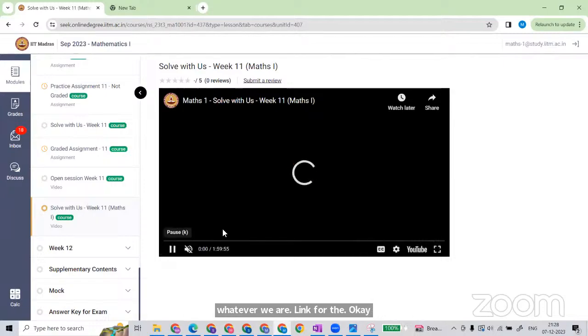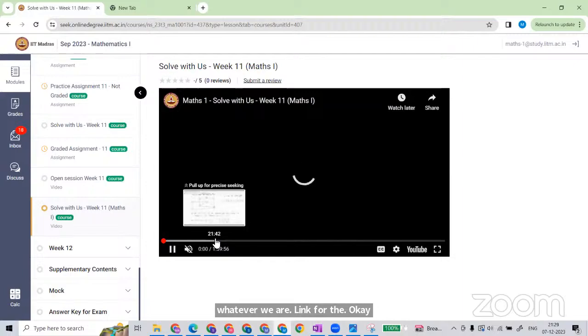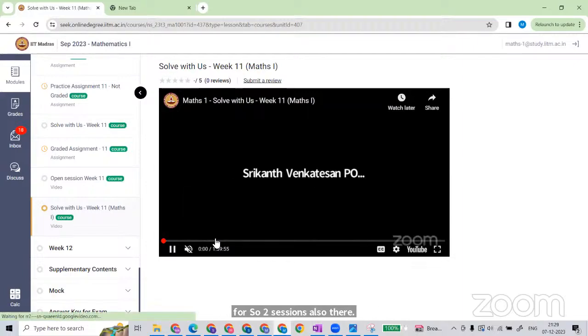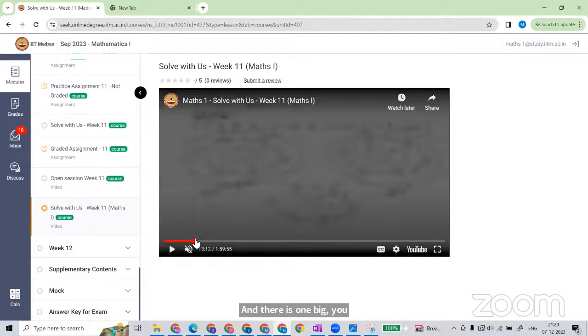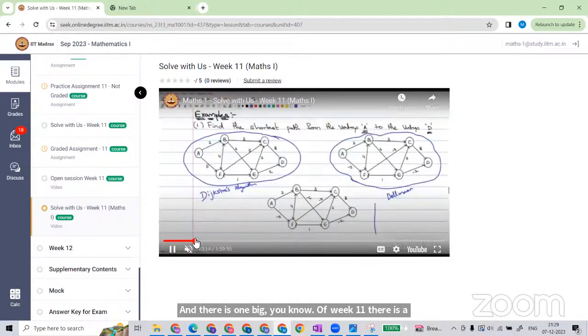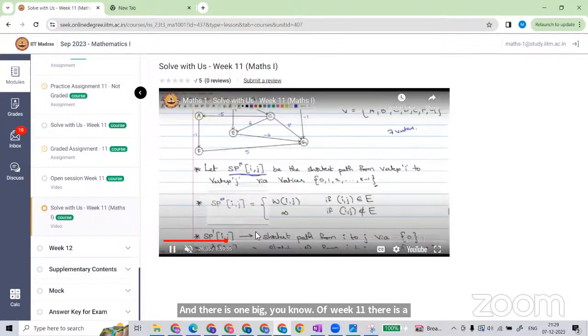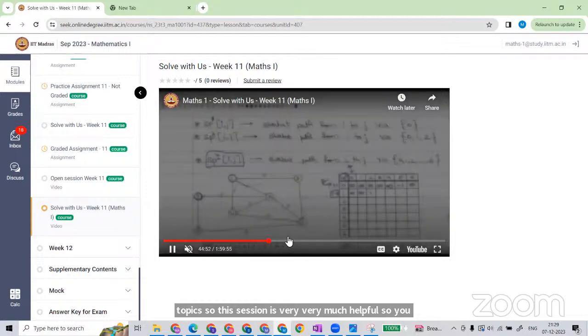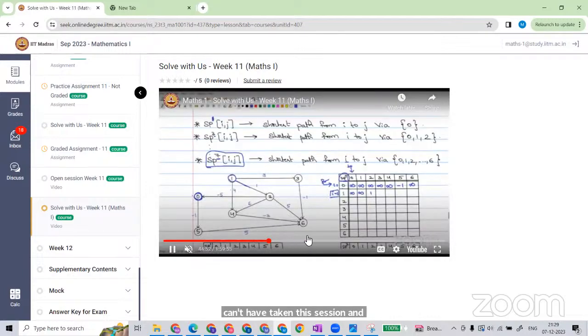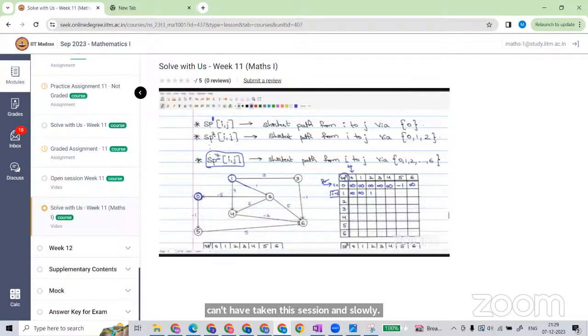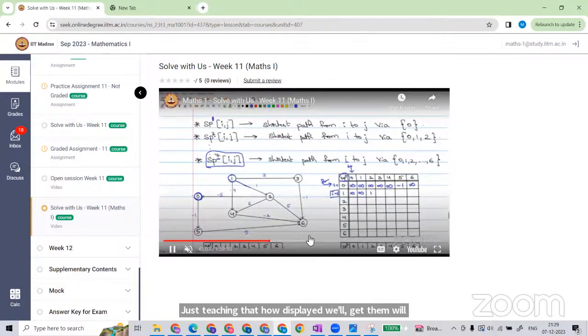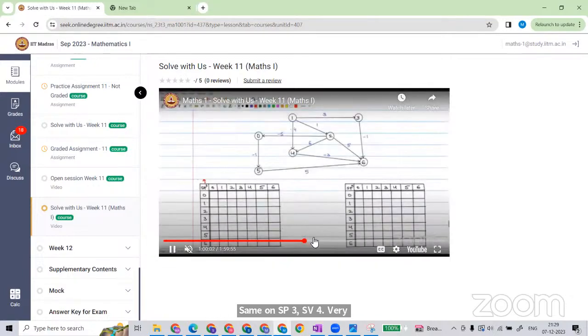So 2 sessions also there. And there is one big one, of week 11, there is a Floyd-Warshall algorithm. If you want to go with these topics, this session is very, very much helpful. Srikanth has taken this session and very slowly teaches how this Floyd-Warshall algorithm is done, or how to find SP7, SP3, SP4.